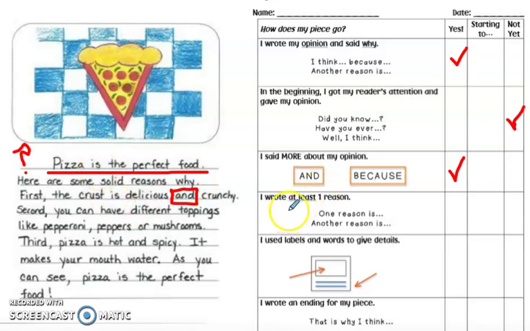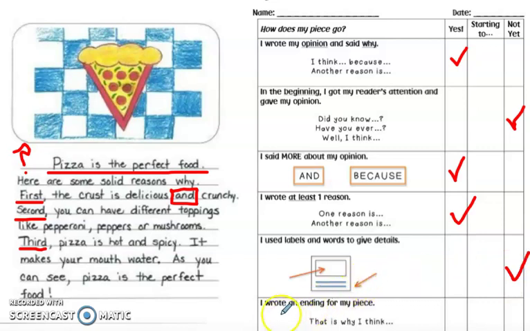Number 4, I wrote at least one reason. I think this student has more than one reason. See, I see the transition words first, second, and third. Pizza is hot and spicy. She has 3 reasons. So I check yes. Number 5, I use labels and words to give details. Do you think she has label and she has picture? Yes, she has picture, but she doesn't have label. So I check not yet.